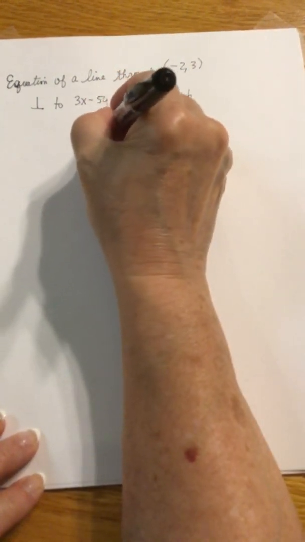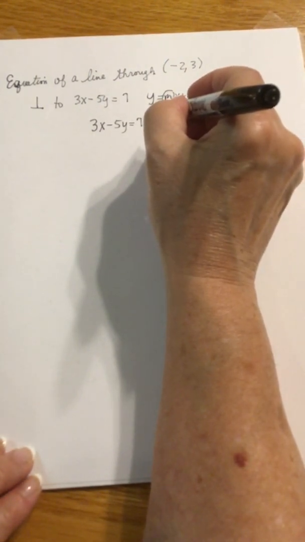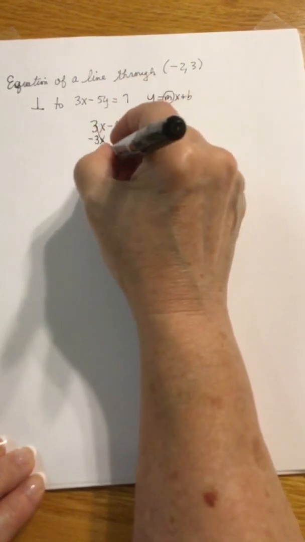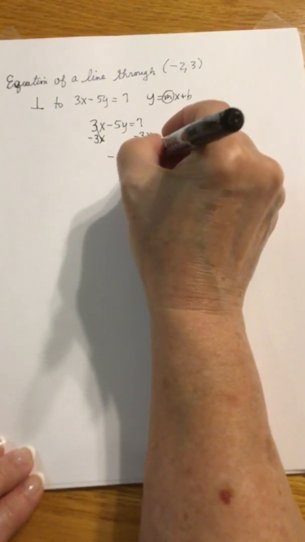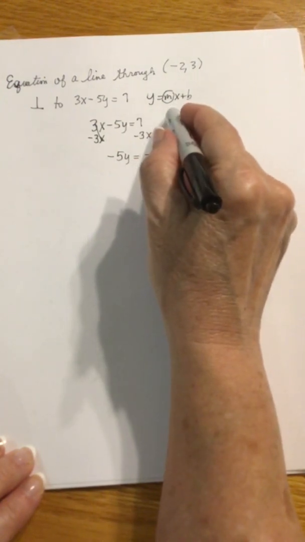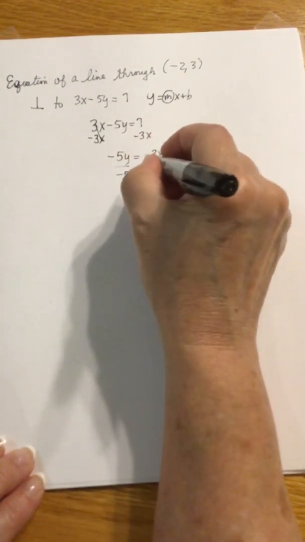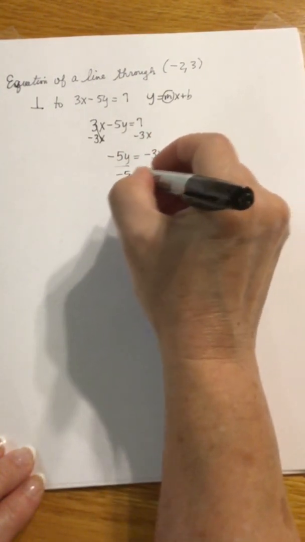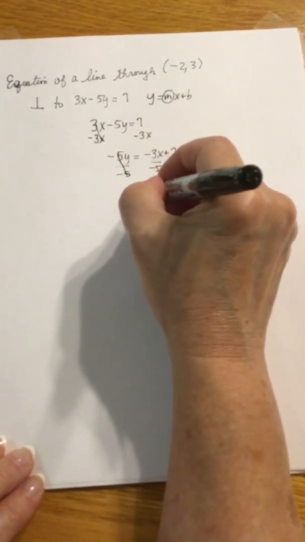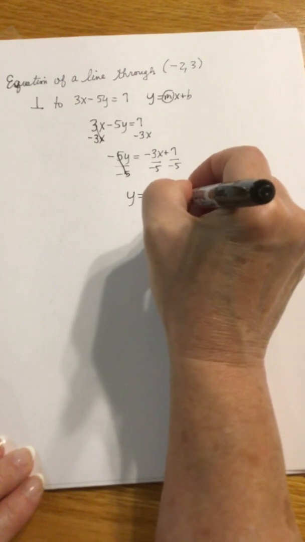So I've got 3x minus 5y equals 7. I'm solving for y, so what do I do first? I minus 3x. So that adds to be 0, and I get negative 5y equals negative 3x plus 7. But I'm still trying to get y by itself so we could put it into slope-intercept form so I can pick off the slope. So I'm going to divide by negative 5 on both sides. So this cancels to be 1. Anything divided by itself. Y equals negative divided by negative is positive 3/5 x minus 7/5.